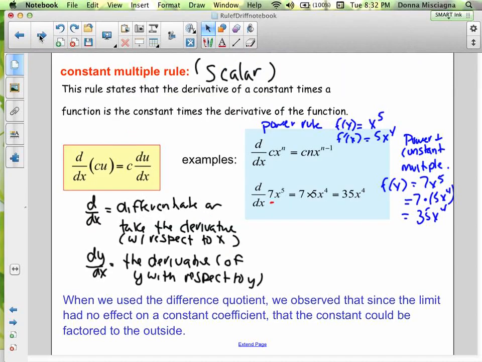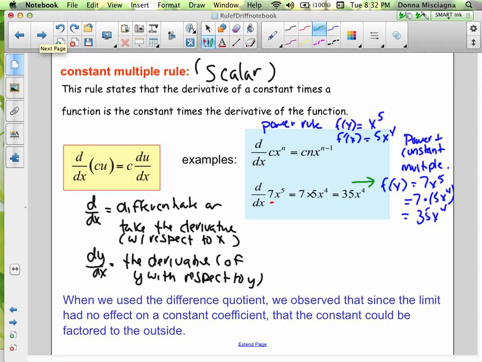Constant multiple rule, so scalar. The rule states that the derivative of a constant times a function is the constant times the derivative of the function. All right. So power rule, if we have x to the 5th, the derivative would be 5x to the 4th. Let's say we have a power rule and a constant multiple. So let's say we have 7x to the 5th, and that's right over here. If we have 7x to the 5th, we're going to take 7 times the derivative of x to the 5th, right?